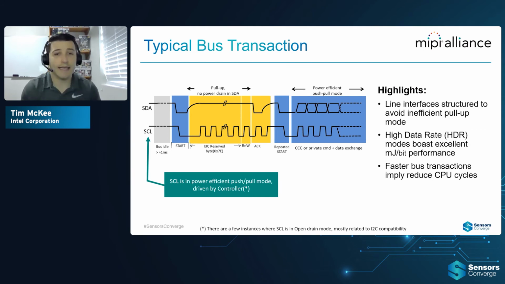So if we wanted to look at a typical bus transaction, you can see here on the left, we've got an SDA, our data line, and our SCL, which is our clock. And that SCL is in a power efficient push-pull mode driven by the controller. So this interface is structured to avoid inefficient pull-up mode, and it's using HDR, which is high data rate, which allows us a great millijoule per bit performance, and a faster bus transaction implies reduced CPU cycles. So these typical bus transactions, very efficient.